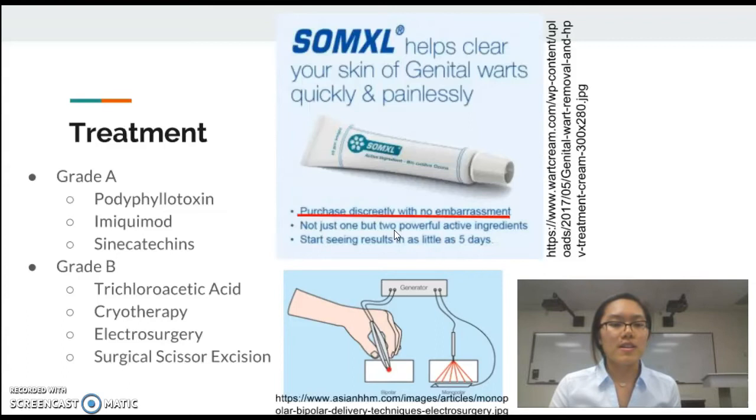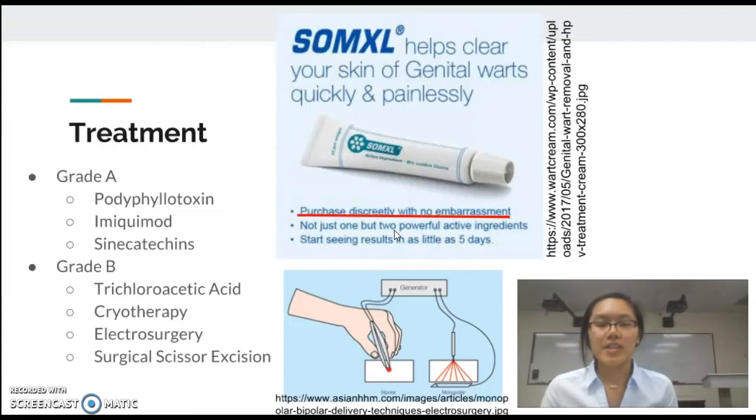And the next grade A treatment is sinecatechins. Sinecatechins ointment is a botanical extract for the treatment of genital warts, making it the first botanical extract to officially receive medical approval.